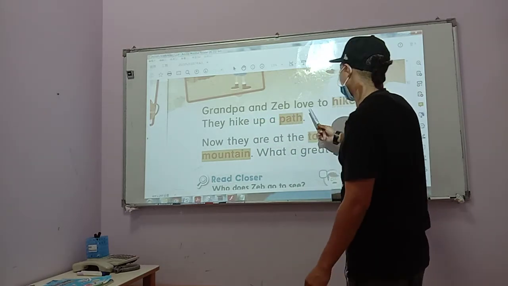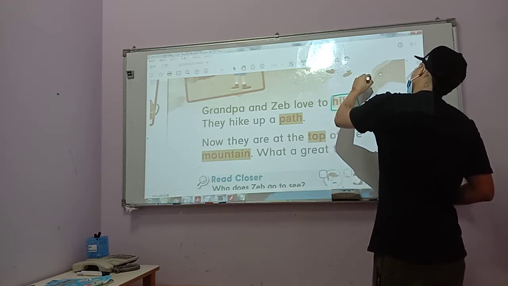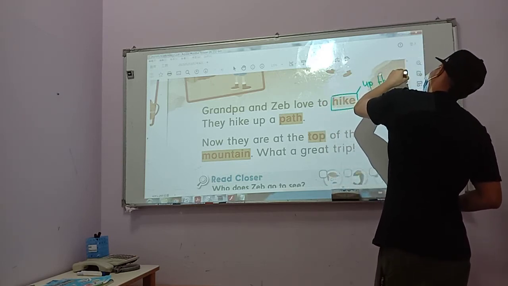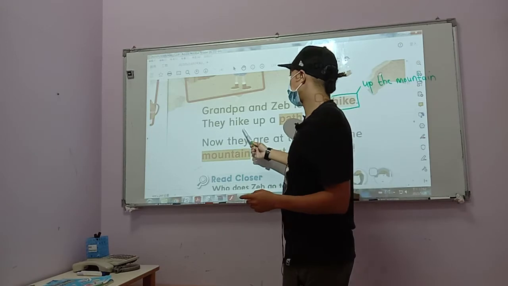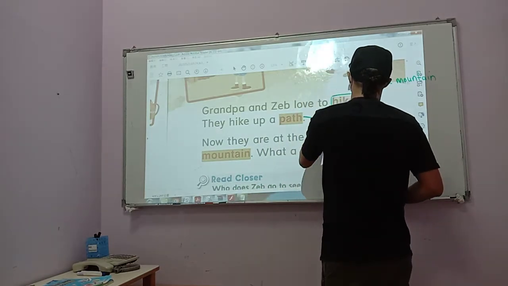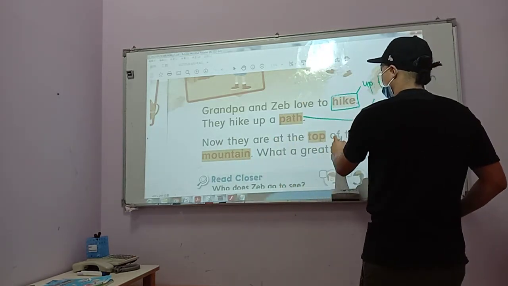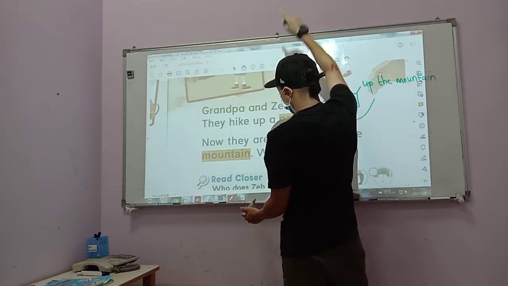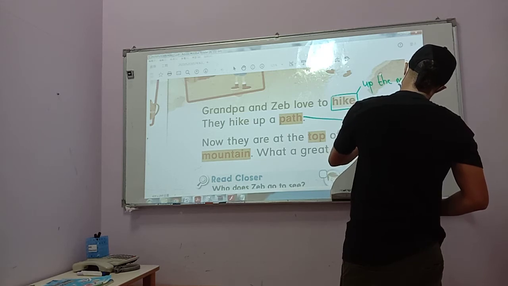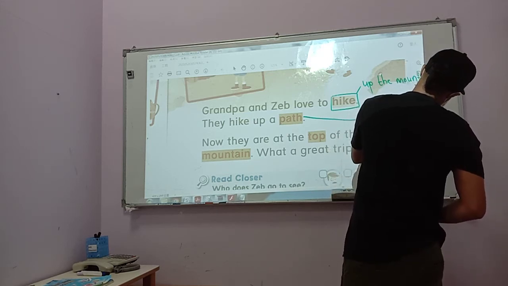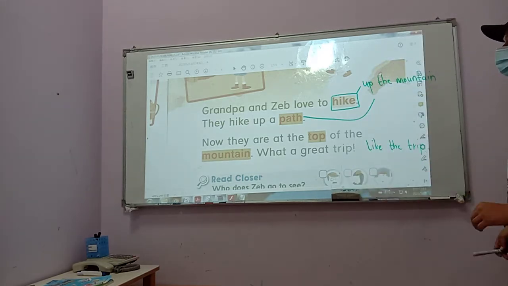Grandpa and Zeb love to hike. So they hike. This is up the mountain. They hike up a path. So the path is on the mountain. Okay? Now they are at the top of the mountain. So they are high up. What a great trip. So they like the trip. Okay? That's the story, guys.